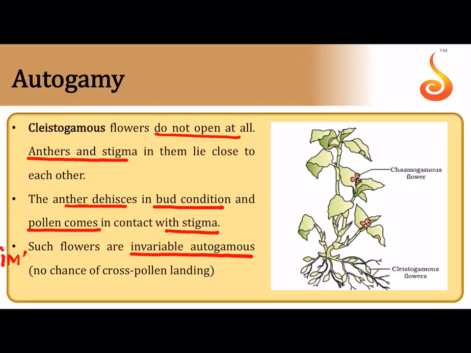See, it is very obvious that if the flower is closed, can we get pollen from some other flower outside? No chance. So, no chance of cross pollen landing onto the stigma. The pollen that lands on the stigma has to be the pollen from the anther of the same flower. So, there is no chance of cross pollination, because if the flower does not open at all, there is no question of pollen coming from elsewhere. It has to be the stigma and the anther of the same flower. So it is invariably autogamous.